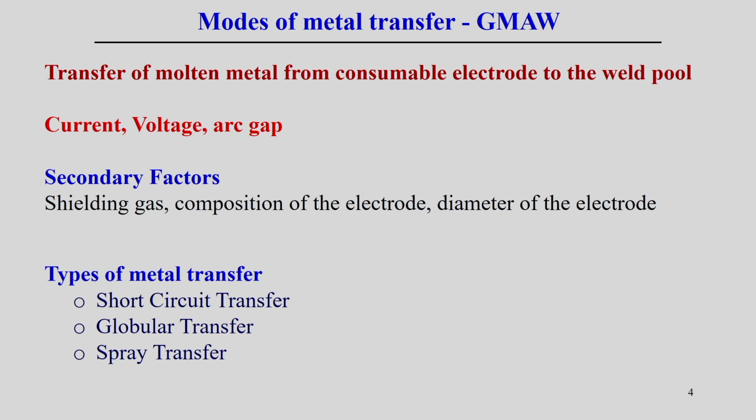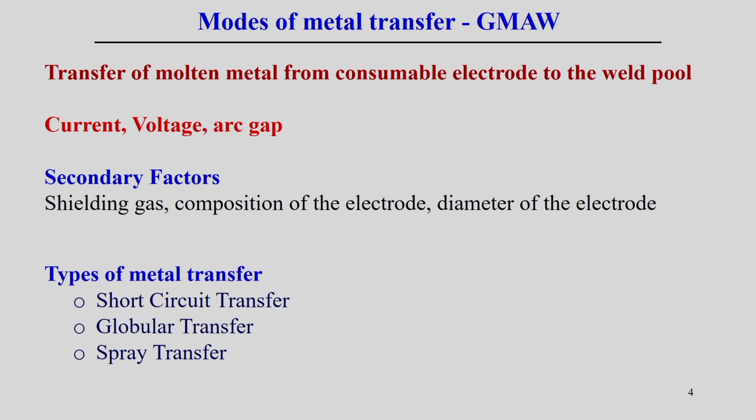Similarly, for the globular kind of metal transfer, there are some criteria for the primary variables and the secondary variables that promote the transfer of the molten droplet in the form of a globule, a very big shape compared to the electrode diameter. This is called the globular transfer of the molten droplet to the workpiece.